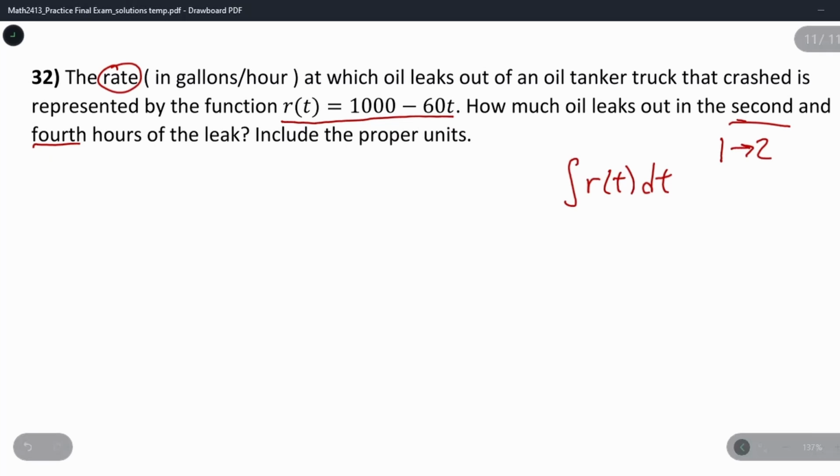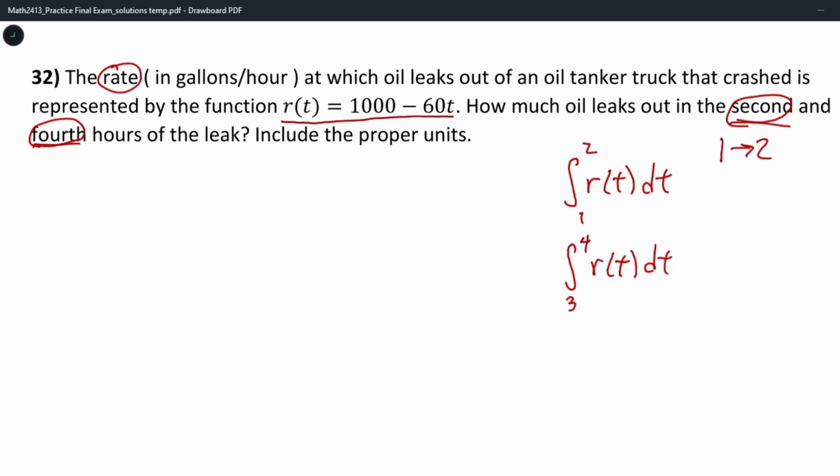So in the second hour, that's going to be from 1 to 2. Does that make sense? From 0 to 1 would have been how much oil we lose in the first hour. And then from 1 to 2 would be how much oil we lose in the second hour. So we're going to want to do this integral, and we're also going to want to do the integral from 3 to 4. That's going to take care of the fourth hour. And so we need to set up these integrals separately and evaluate.